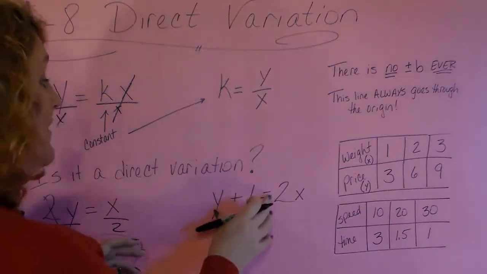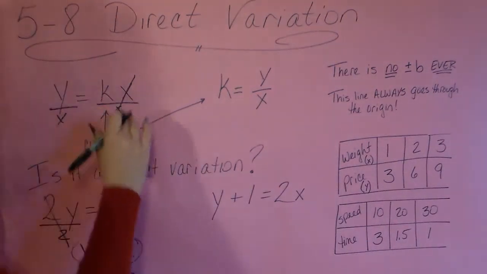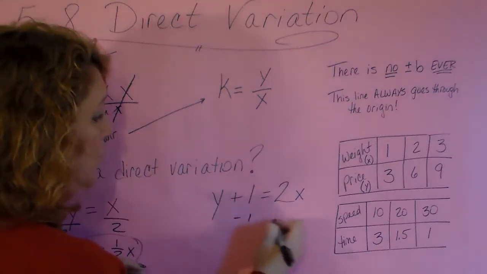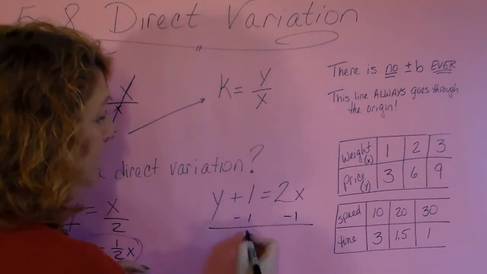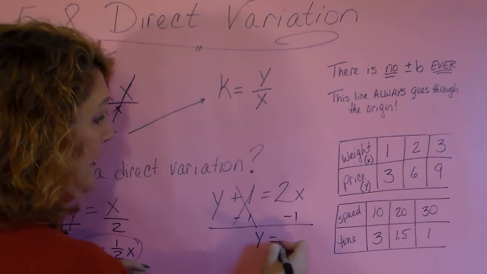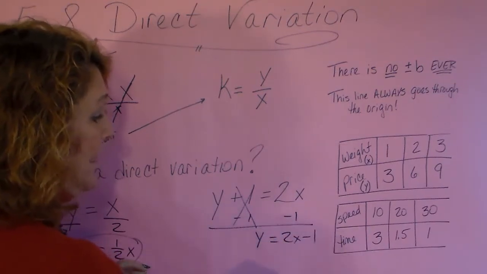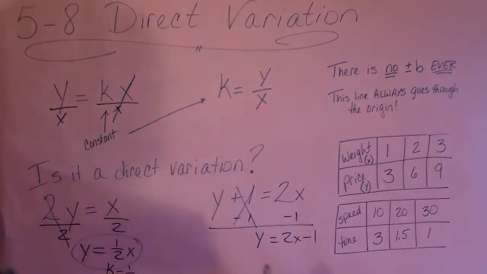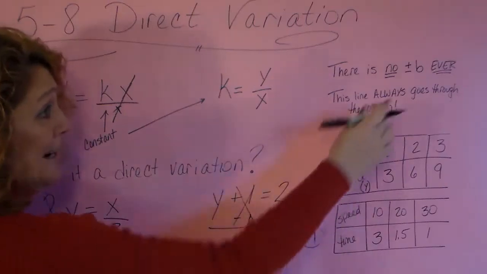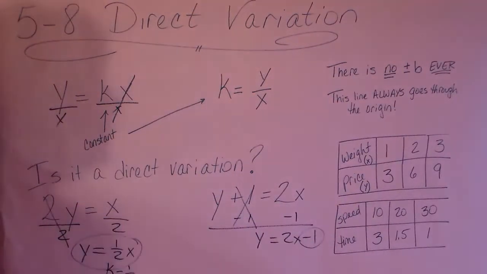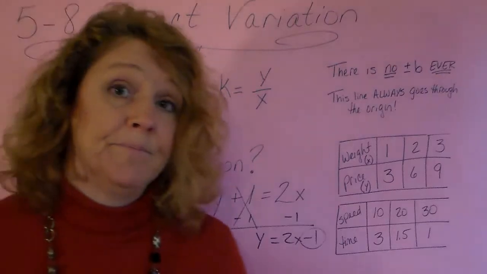How about this one? Can I make this look like this used to look? Well, I'm going to subtract 1 from both sides. And that goes away, and I end up with y equals 2x minus 1. No, this is not a direct variation because I've got one of those, and I'm not supposed to have one of those. So that's not a direct variation.